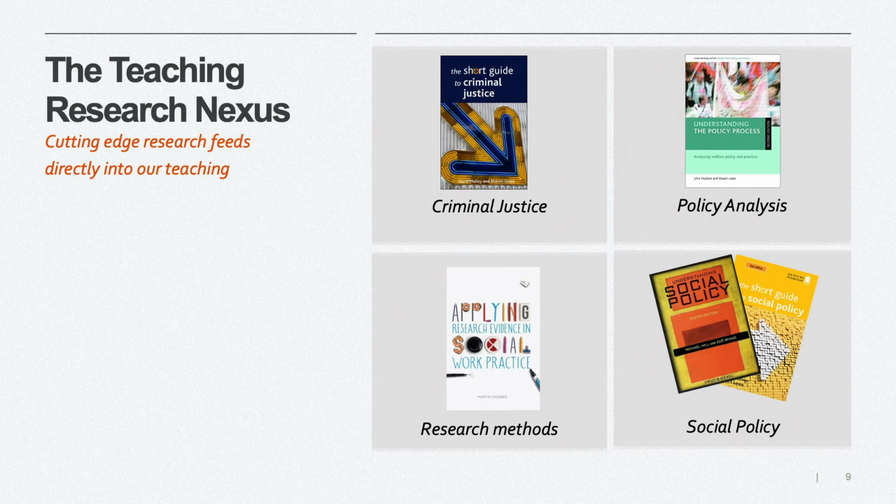So for instance, in the area of criminal justice, two of my colleagues, Lisa O'Malley and Sharon Grace, have written one of the key textbooks in the field, The Short Guide to Criminal Justice. In the area of social policy, several colleagues have written key textbooks in the field, including my colleague Zoe Irvin, who co-authored the best-selling book, Understanding Social Policy. In the field of policy analysis, one of the main books that we use is Understanding the Policy Process, which I co-authored with my colleague Stuart Lowe. Or in terms of research methods for social work, my colleague Martin Webber edited the textbook, Applying Research Evidence in Social Work Practice.